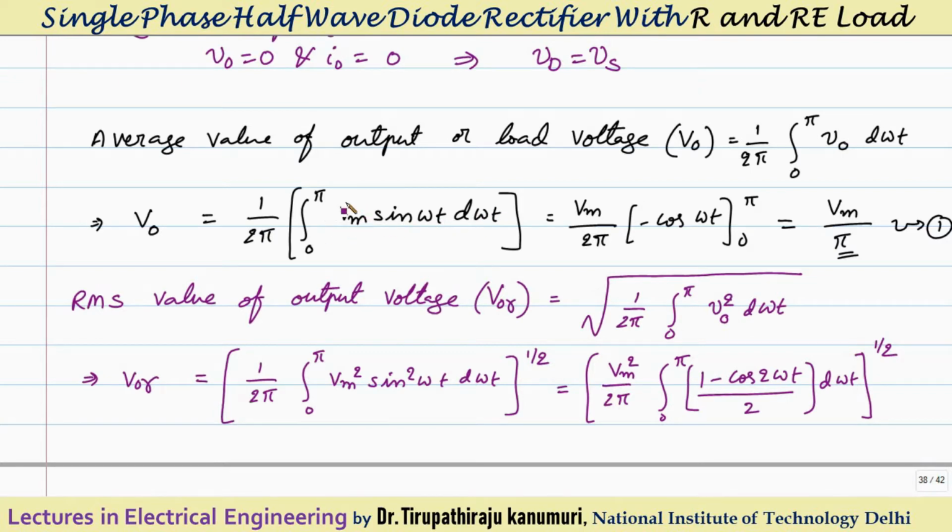This will be equal to V maximum divided by 2 pi. I have taken it out. The integration of sin omega t becomes minus cos omega t. I am doing the integration from 0 to pi. Substituting 0 to pi, this will become equal to V maximum by pi.